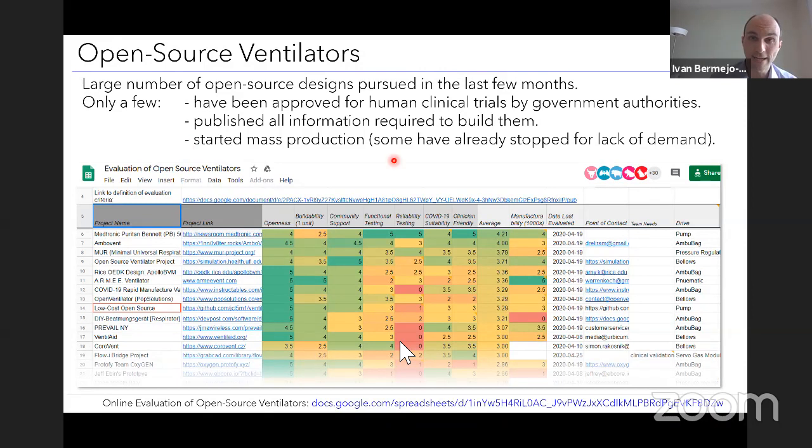And finally, there is a corollary to this last comment. Some of these projects that started mass production have already stopped because there is a lack of demand coming from hospitals, according to these projections that I mentioned in the beginning. It doesn't mean that they may not be used in the future, but at the moment, some of them have stopped the mass production.